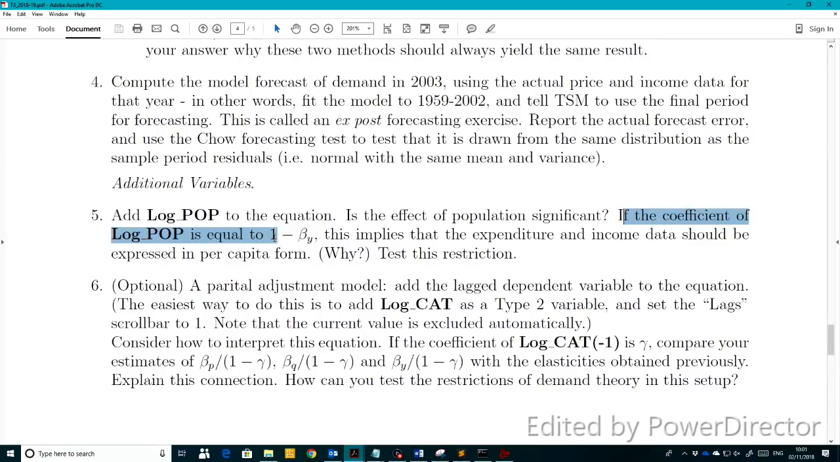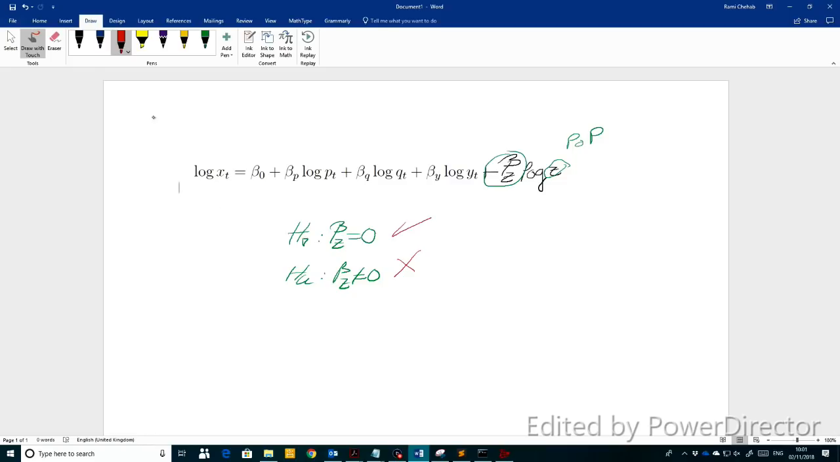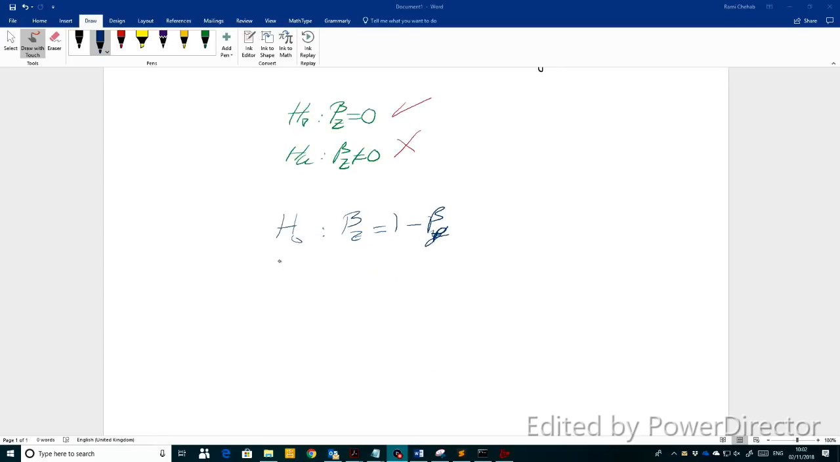If the coefficient of the log pop is equal to 1 minus beta y, what they are saying is that we are restricting the beta z. So now it is another hypothesis where beta z is equal to 1 minus beta y. To test this, let's say the null hypothesis is true, and basically the alternative is that this doesn't hold, right? So the alternative is that beta z is not equal to 1 minus beta y.